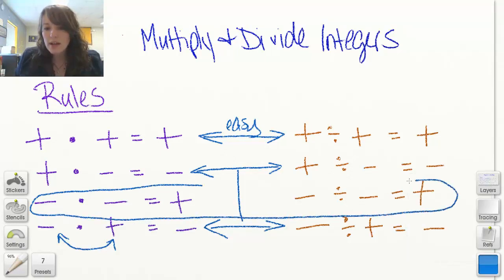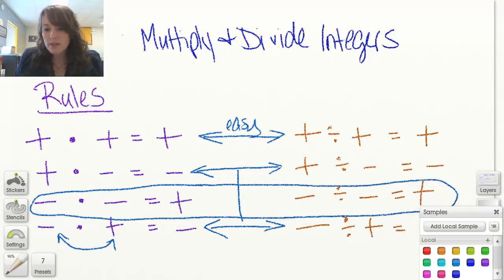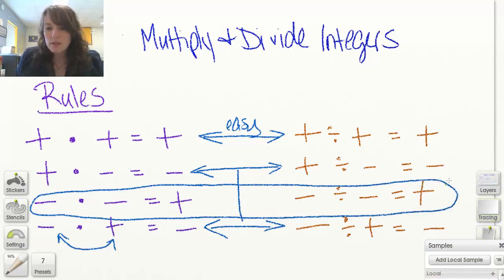A negative and a negative somehow makes a positive. So the way I remembered it, if I have two negative signs, those two negative signs can make one plus sign. So I'm going to transform these two signs into one plus sign. It's like magic. They want to be together.